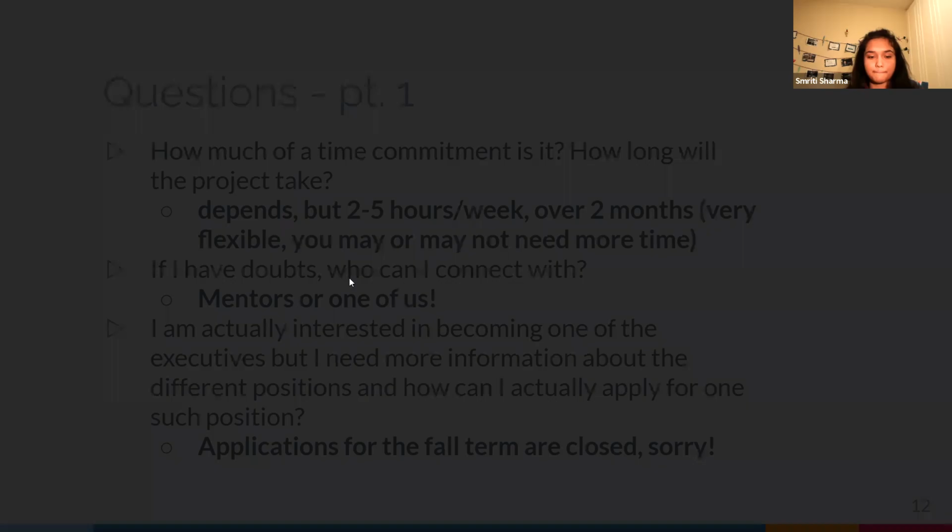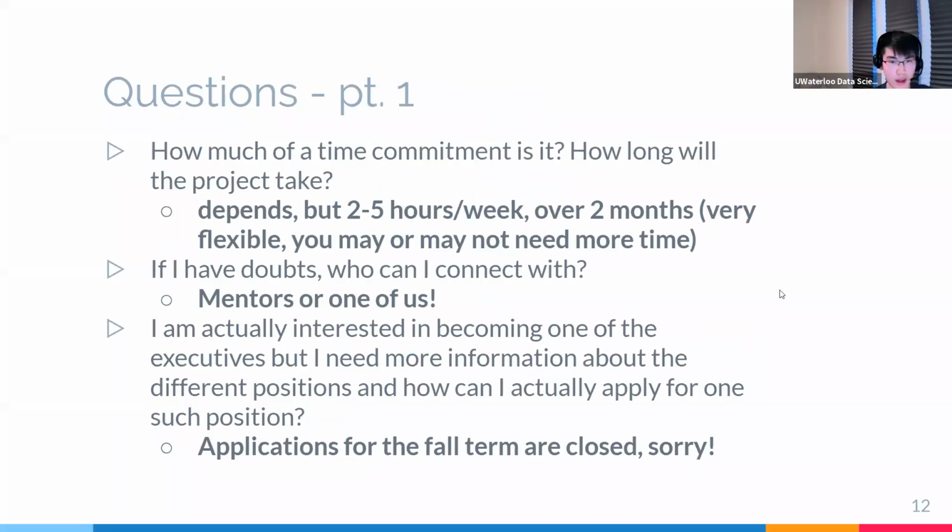Yeah. All right. So now we'll go over some questions that people asked in the forum. How much of a time commitment is this, and how long will the project take? We say it really depends on the project that you decide to commit yourself towards. This might be something you have to keep in mind as well.